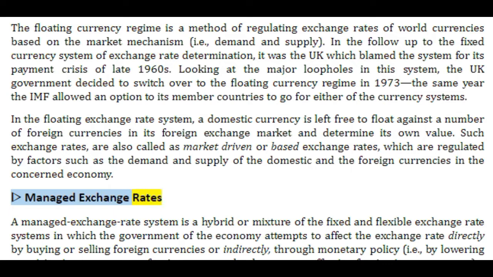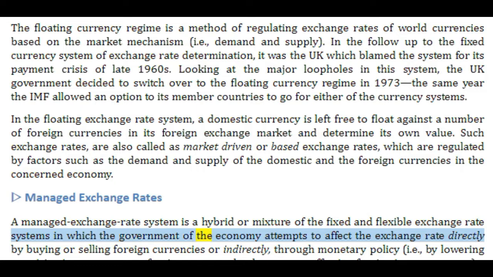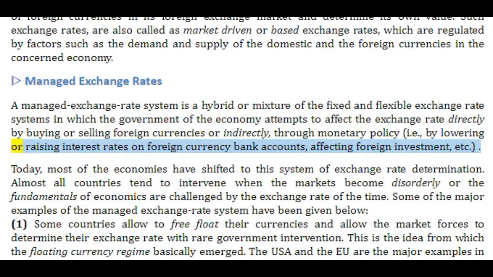Managed exchange rates. A managed exchange rate system is a hybrid or mixture of the fixed and flexible exchange rate systems in which the government of the economy attempts to affect the exchange rate directly by buying or selling foreign currencies or indirectly through monetary policy, i.e., by lowering or raising interest rates on foreign currency bank accounts, affecting foreign investment, etc.